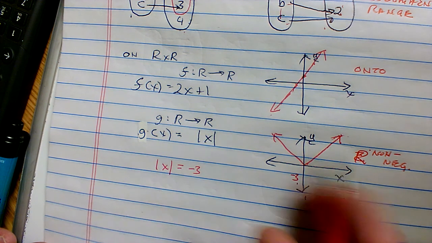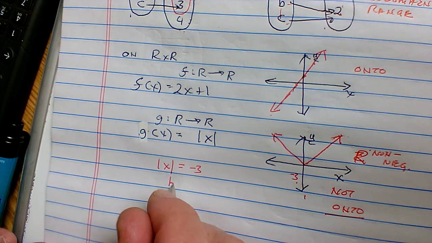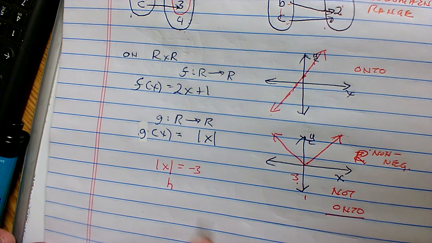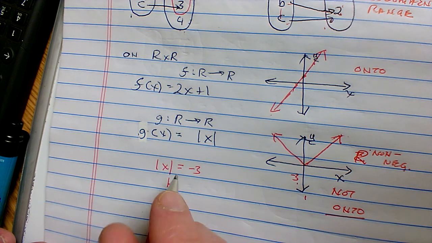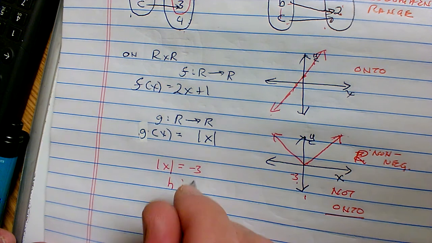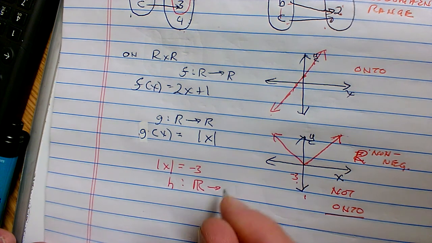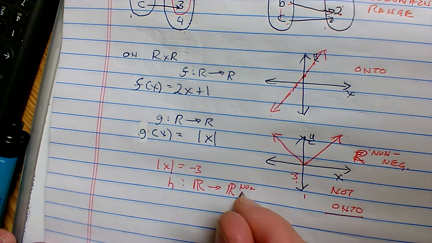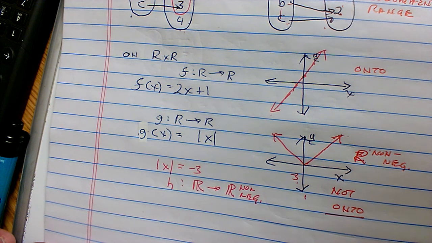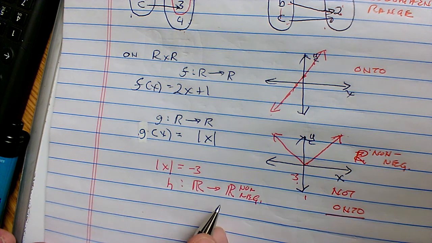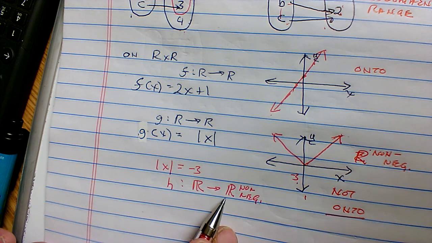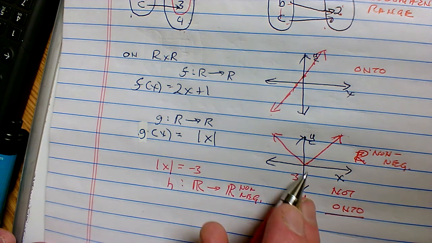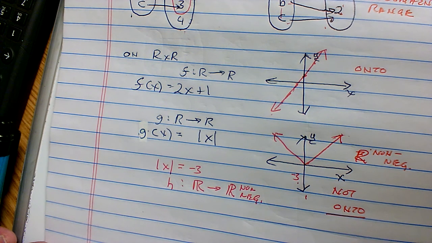Well, if you were to redefine this as some function h, and say that h goes from the real numbers to the non-negative real numbers, well then by restricting this codomain, we've made this back into something that is onto.